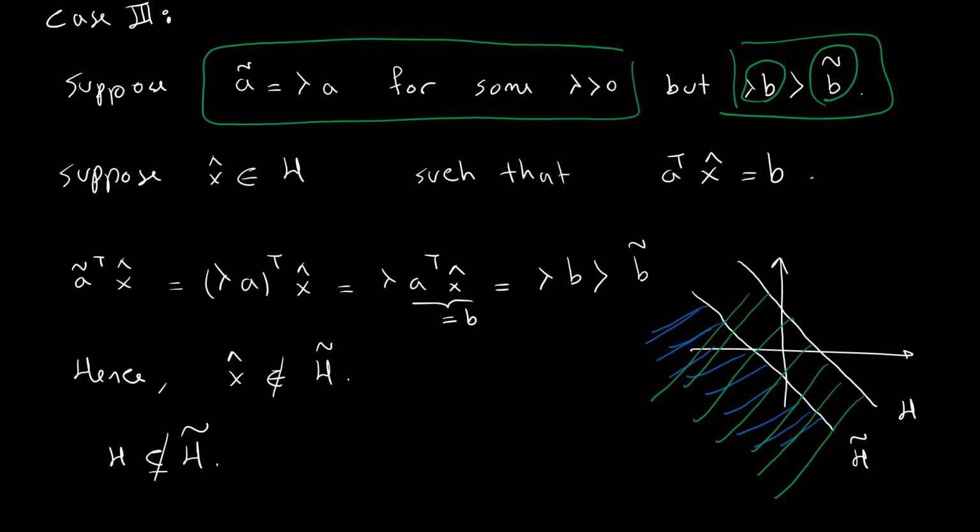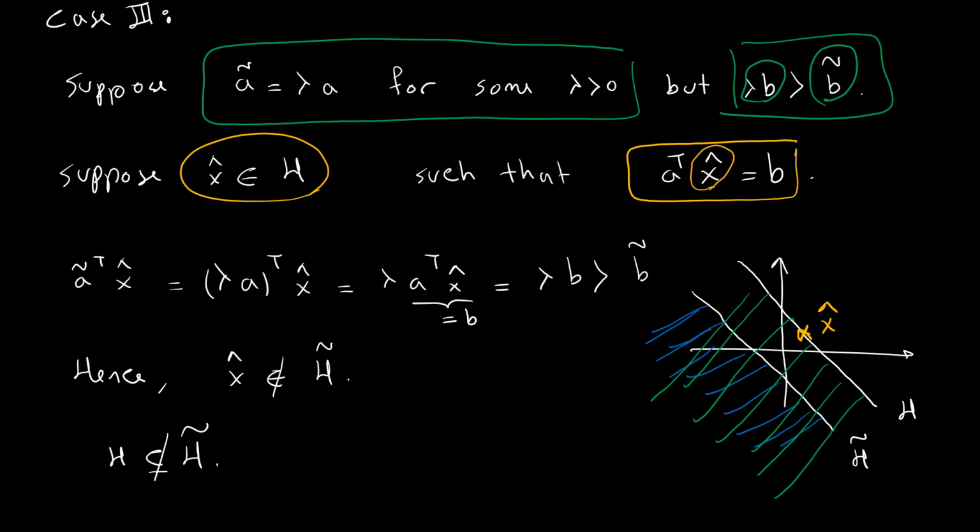The way that we can show this is just to pick a point x hat here on the hyperplane. Because it is on the hyperplane, it is included in the half space H, and we have equality here. Now let's use that point and evaluate it on the H tilde to see what happens. So if we multiply that by A tilde, then we have lambda times A. This is our assumption, and we can pull that lambda out. We have A transpose times x hat.